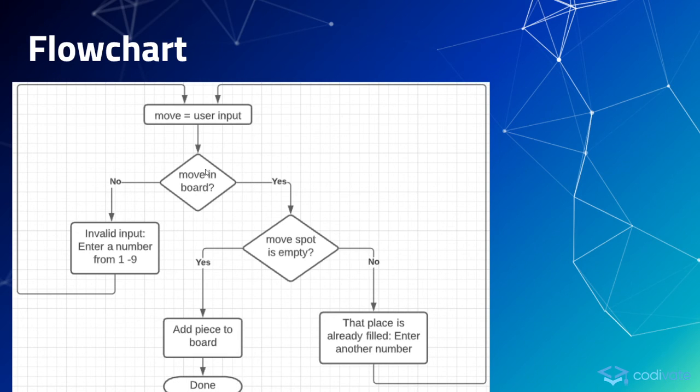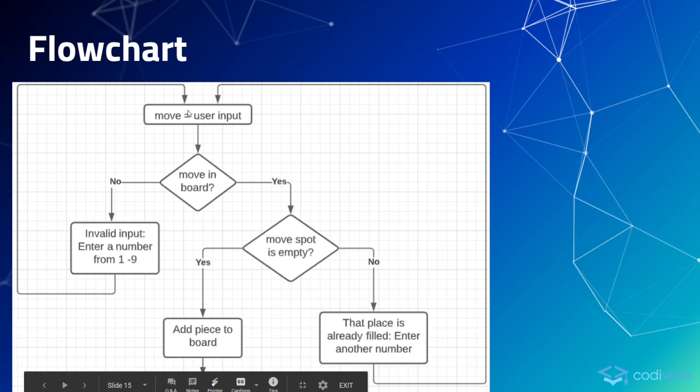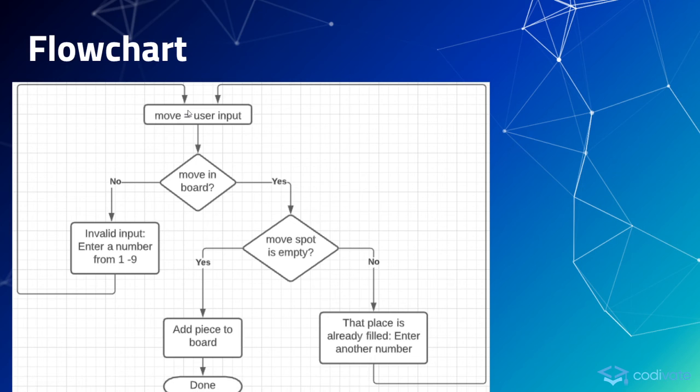Another case is that they don't enter a number at all, so the move is not in the board dictionary. In that case, we tell them invalid input, and they should enter a number from 1 to 9. Once again, we'd have to jump back up and ask them for a move starting from the beginning.